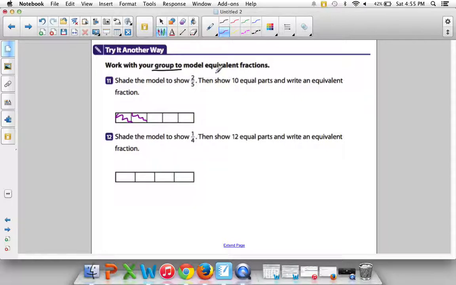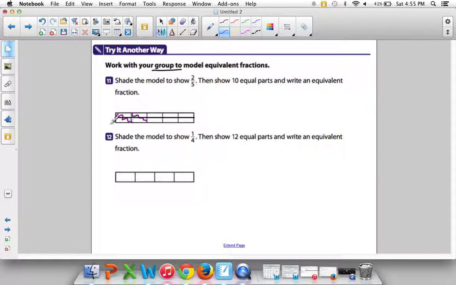Now it says to show 10 equal parts. No problem at all. We can turn this 5 into 10 simply by drawing a line through the middle. Haven't we just made 10 pieces? Count it if you don't believe me. 1, 2, 3, 4, 5, 6, 7, 8, 9, 10. We did.